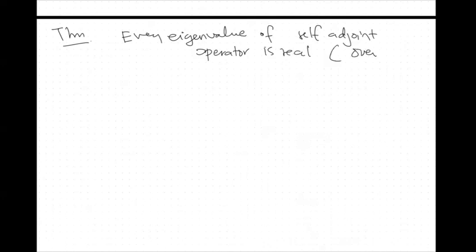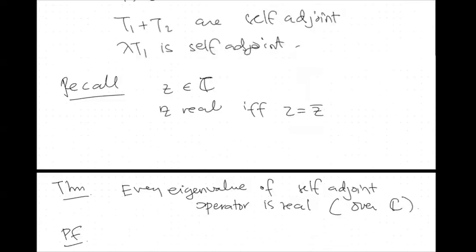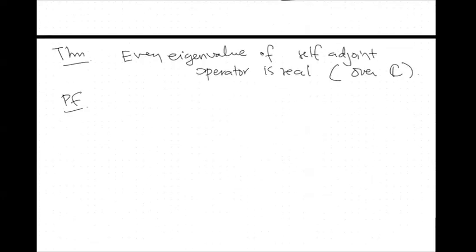Every eigenvalue of a self-adjoint operator is real. This is over complex vector spaces. So the proof here is basically using this claim here.